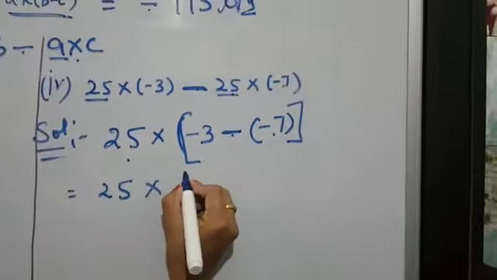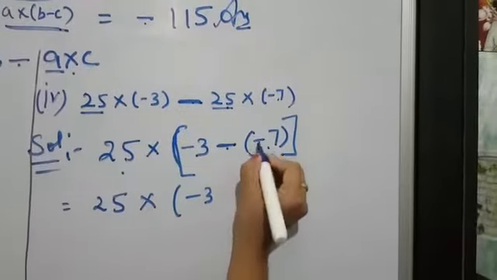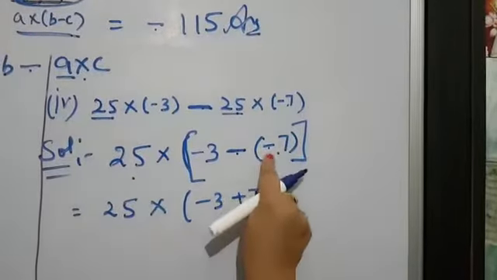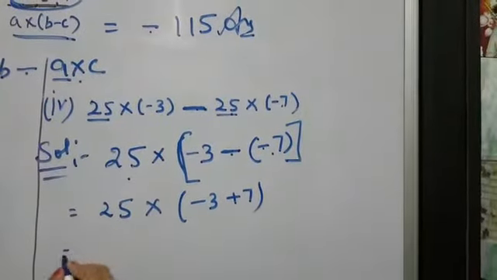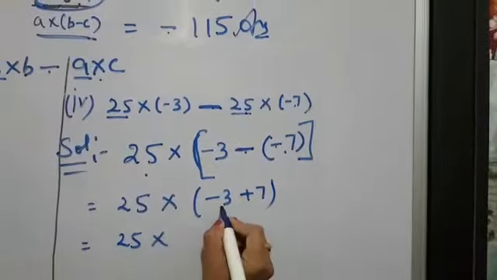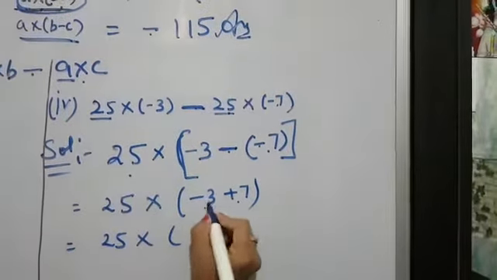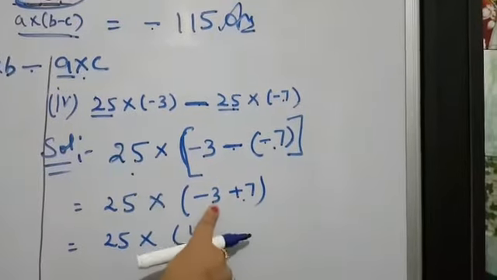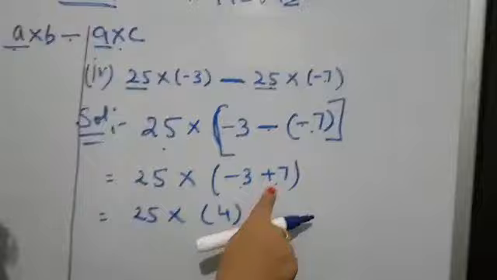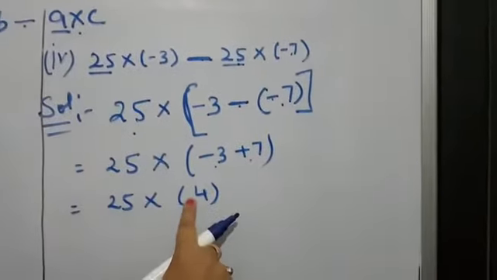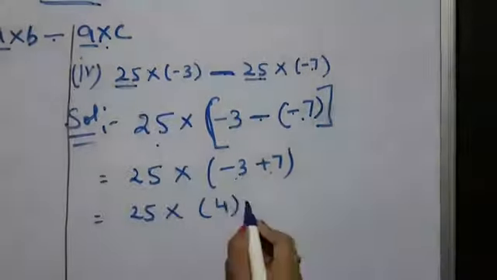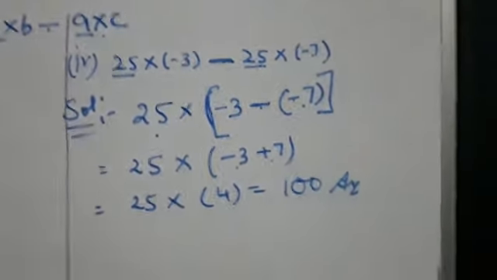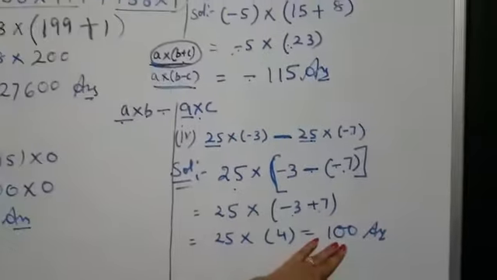25 multiply, again, minus 3 minus plus 7. You know, when two negative signs are multiplied, they become positive. So 25 multiply plus minus 7 minus 3 will give you positive 4. Minus 7 minus 3 will give you 4 and the sign will be of the greater number. The greater number has a positive sign, so the answer will be positive. And the product of this will be 100. Okay, so 25 multiply 4 will give me 100.